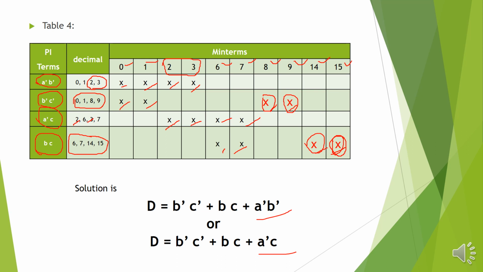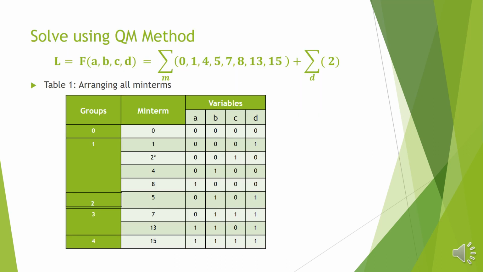Okay, so let us solve one more example which also has don't care terms. The second example is given with the don't care term, that is L equal to function of A B C D, that is 0, 1, 4, 5, 7, 8, 13, 15, along with the don't care at minterm 2. Okay, so arrange all the minterms given in ascending order by the number of ones being covered.